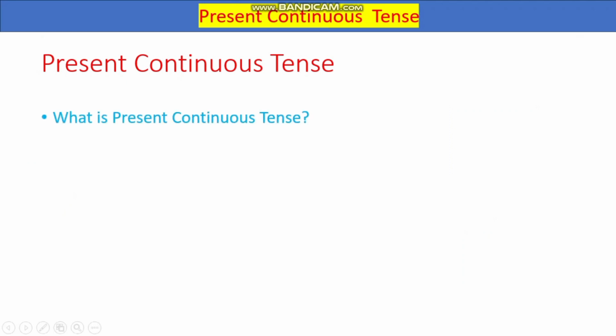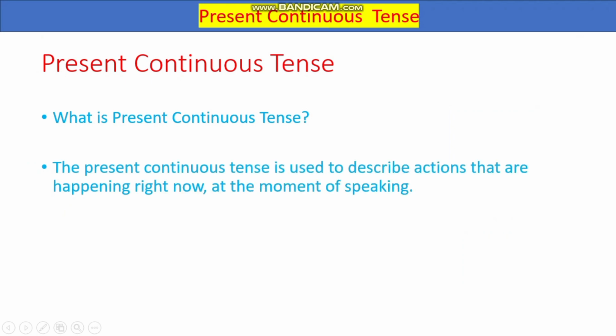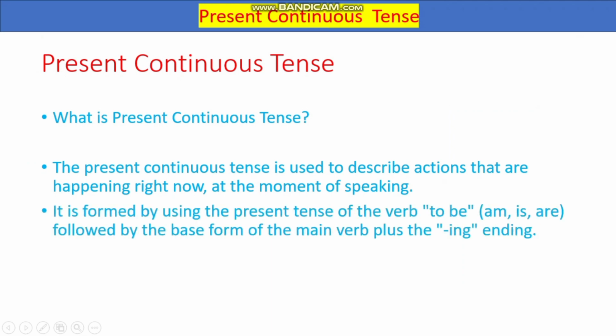What is present continuous tense? The present continuous tense is used to describe actions that are happening right now at the moment of speaking. Means while speaking, the actions are happening around you, in front of you. You are talking about them. Then you will use present continuous tense.